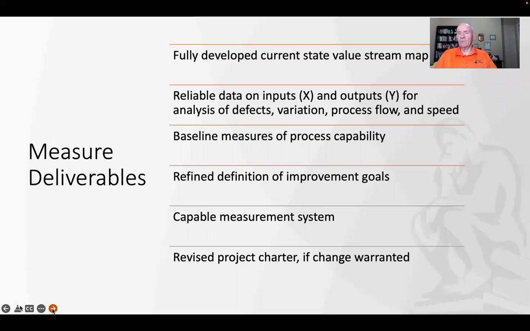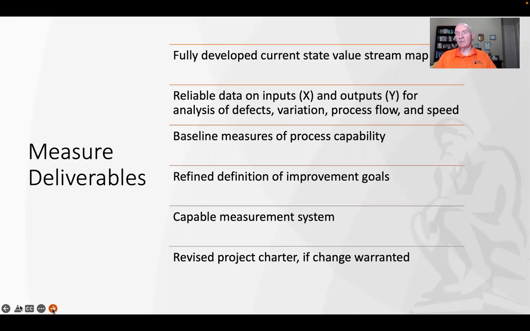So the deliverables that we're thinking about in terms of our measure phase, you want to have that current state map put together. You want to have reliable data inputs, the X's, and outputs, Y, so that you have a way to get to the next phase, which we'll talk about in our next session, which will be how we analyze the data that we have. Get your baseline in place, and then be able to know that you're measuring from the baseline to your current state, or kind of where you want to go with that.